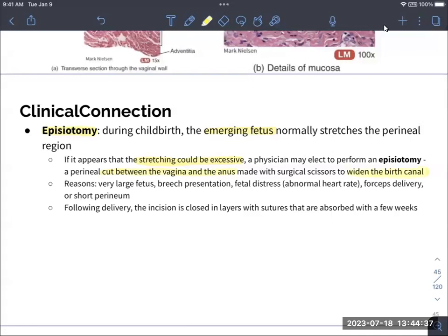Depends on how large the head is and how much extra stretching. Very large fetus, breech, that's where the butt's coming out first. If that fetus is in distress, their heart rate is too high. Sometimes they have to use forceps, kind of grab a hold of that head and pull. Or if their perineum is very short. That incision will get stitched back up after delivery.